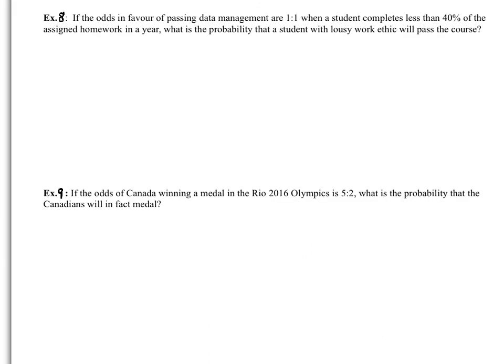For homework, try examples 8 and 9 and bring your answers to class. Be sure to bring your textbook to your class the next time you come so we can work on the problems on pages 24 and 25 together.